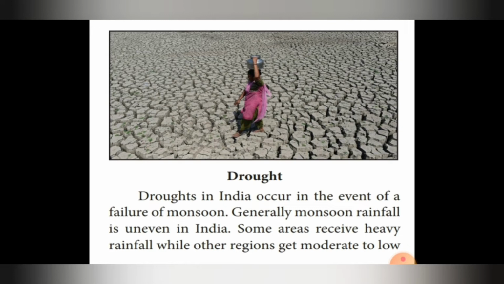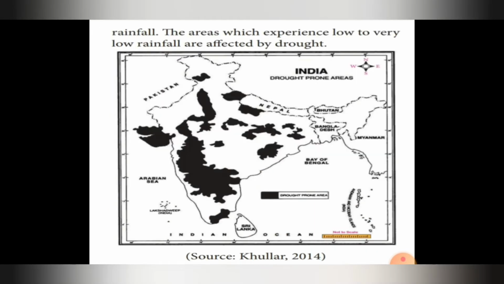Droughts in India occur in the event of the failure of monsoon. Generally, monsoon rainfall is uneven in India. Some areas receive heavy rainfall while other regions get moderate to low rainfall. The areas which experience low to very low rainfall are affected by drought. So these are the places, in black color, where the drought is affected more.